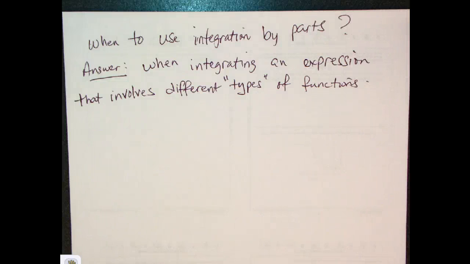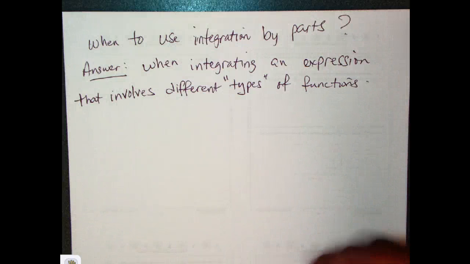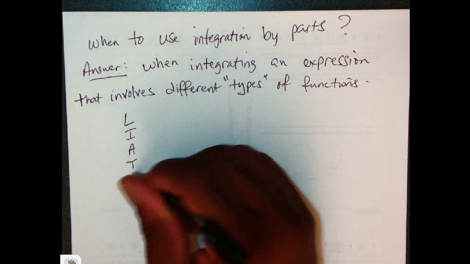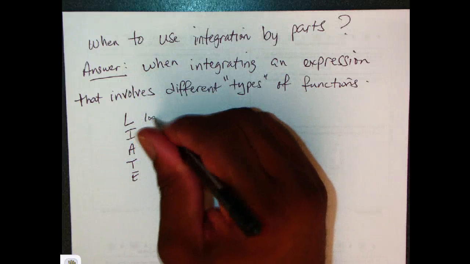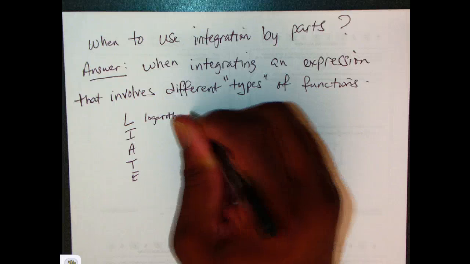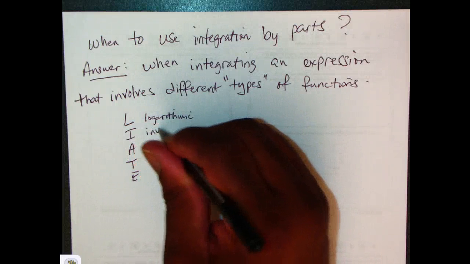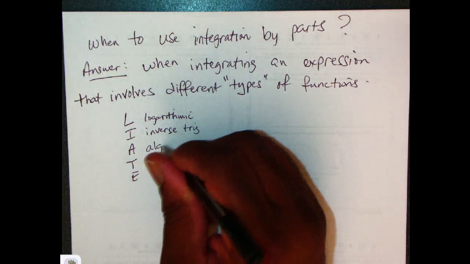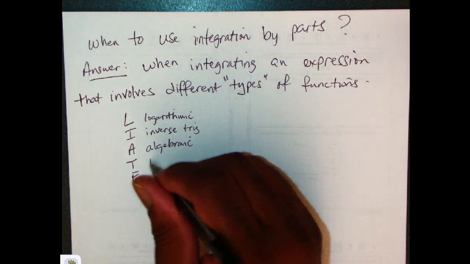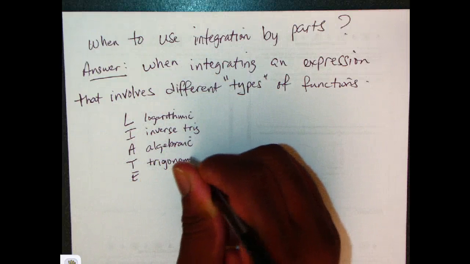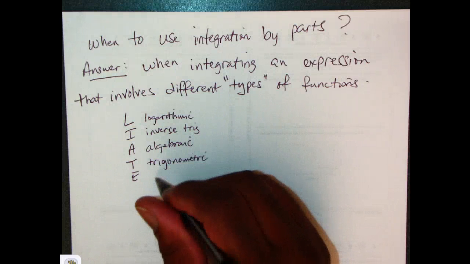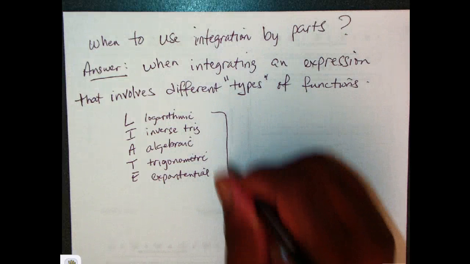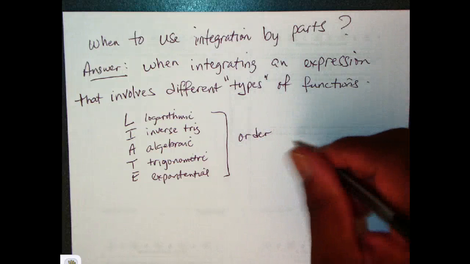Okay. And we had an acronym before we left about the order in which we choose or use. So LIATE: logarithmic, inverse trig, algebraic, trigonometric, and finally exponential. So this is the order for choosing u.